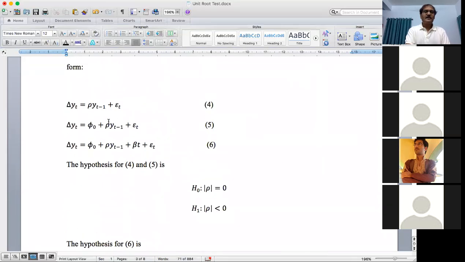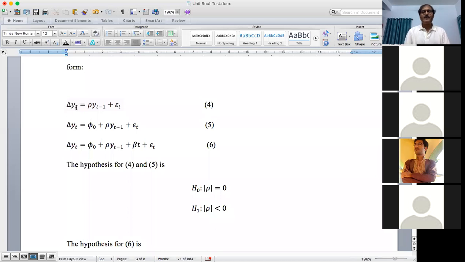Just look at equation 4, equation 5, equation 6. Equation 4 is relating to equation 1 we have shown earlier. Equation 5 is relating to equation 2 we have shown earlier. Equation 6 is relating to equation 3 we have shown earlier. So how to get equation 4? The left hand side is delta yt. In our earlier equation 1, the left hand side was yt. So how to get delta yt?